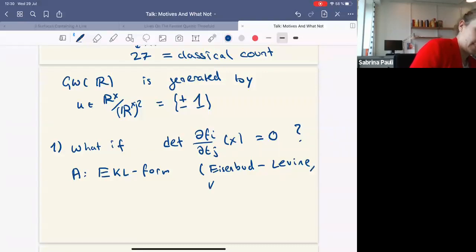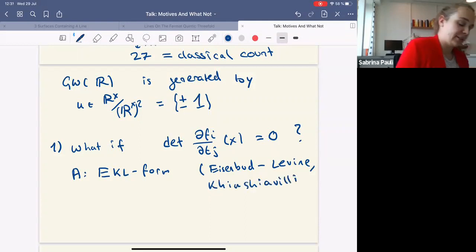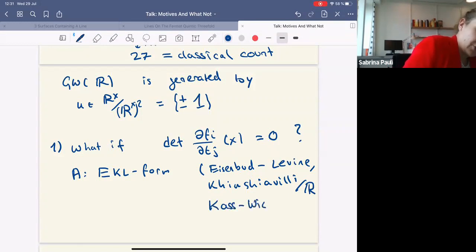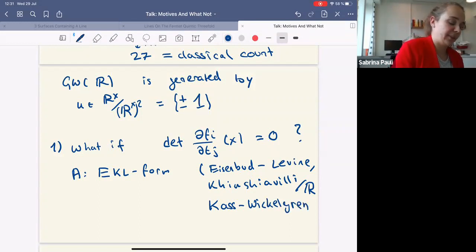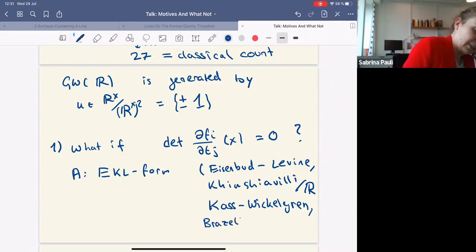and Kim Chiavilli, who did define something like a local Brouwer degree, or gave an algebraic formula for the local Brouwer degree in this case over R. And then Kuss and Wickelgren showed, well, this also works over any field K, so I want to refer to their work if you're interested in this case. And there's a paper by a bunch of people extending this result.